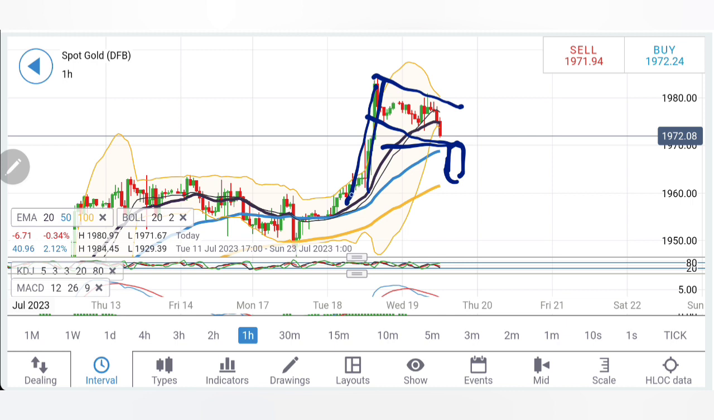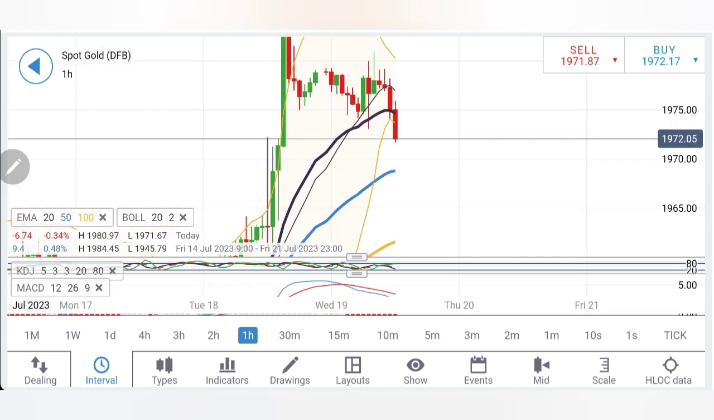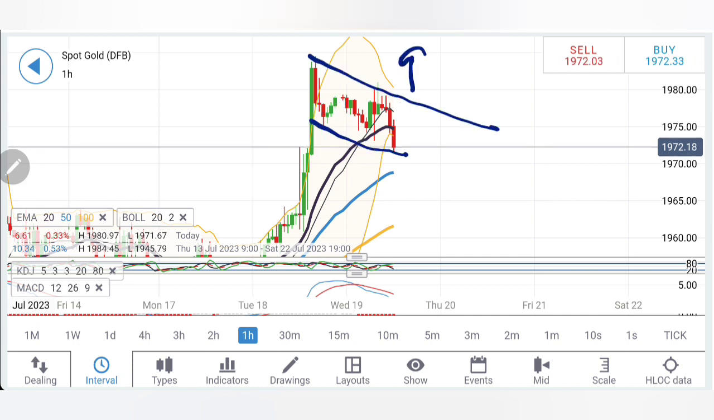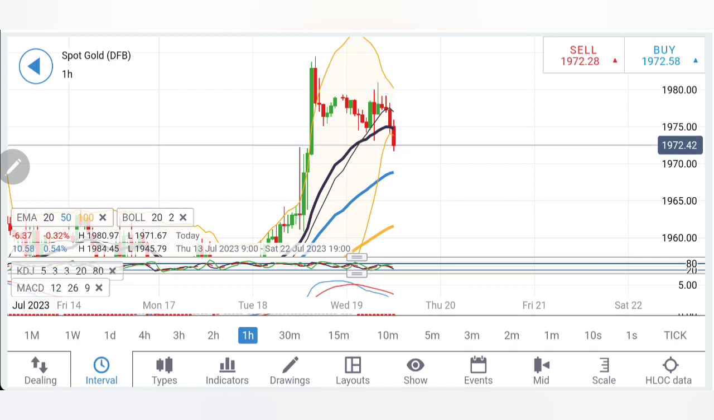However, 1967, 64 and 60 is the base case for gold. Only and only if gold trades below 1960, you can say that gold has turned bearish and reversed. Till 1960, we should not think of it as a reversal. You can look how beautifully it has formed a flag here, and hence a breakout above 1980 levels should be a good buying entry for gold.